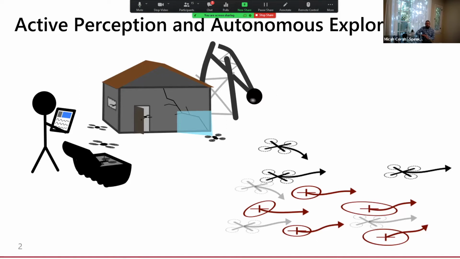More broadly, active perception and sensing become relevant whenever we want a robot to take actions to observe an object, operate in an unknown environment, estimate some unknown parameter, or even manipulate an unknown object, which I did a little bit in my prior work.